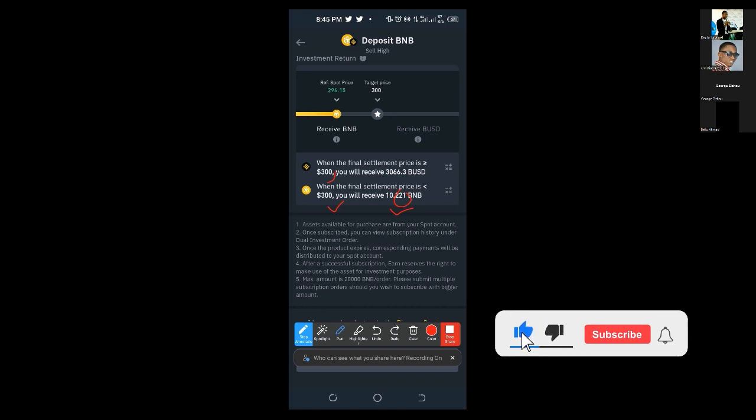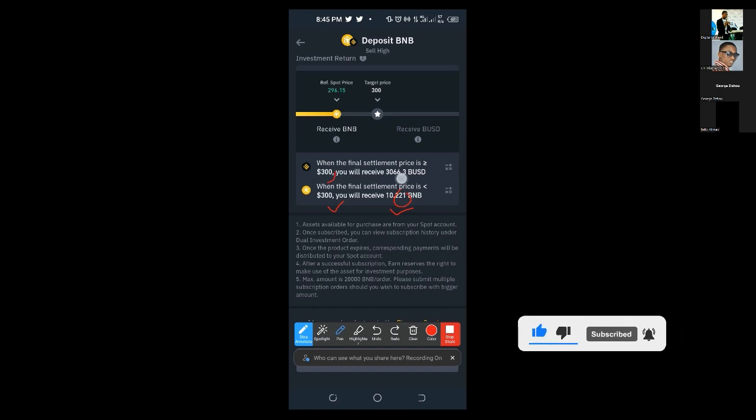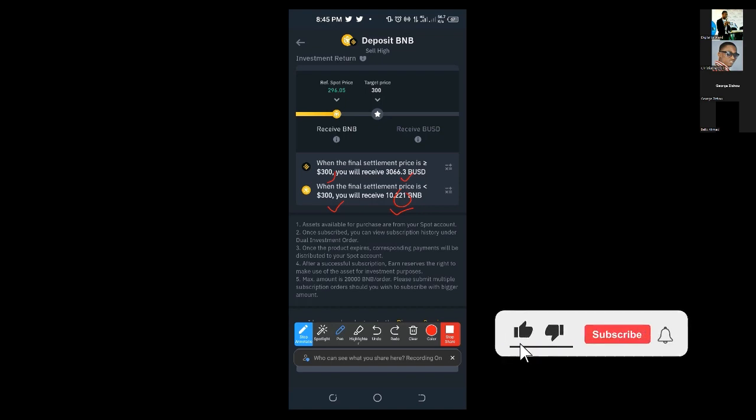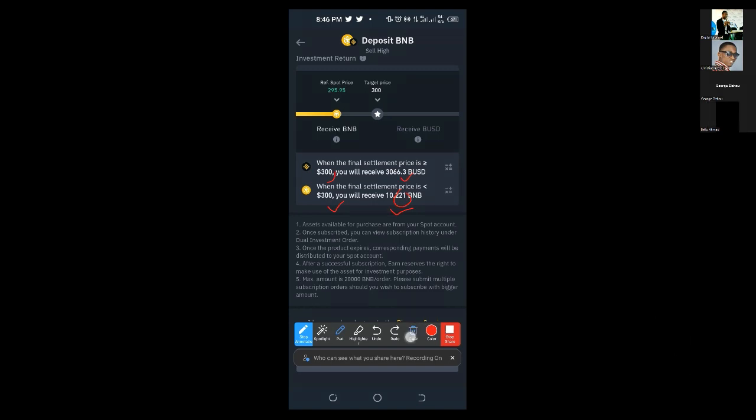So if it is sold, it means that you are making this amount, okay? So the 3,000 would be selling 10 BNB at 300, then the 65 BUSD there becomes the interest you have made for yourself that day, all right? So basically that is how this works, okay? This is with the non-stable coin, okay?